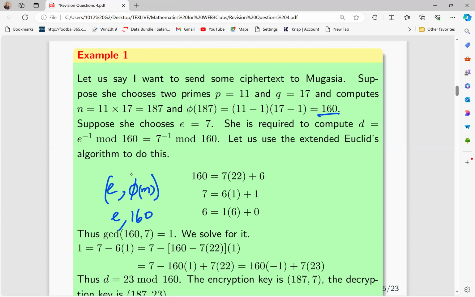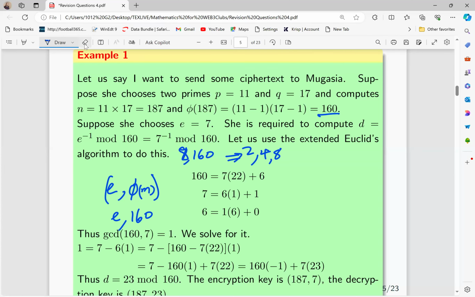For instance, you can see she has chosen 7. 7 and 160, the only common factor is 1. She could not have chosen 8, because 8 and 160 have other common factors. 2 is a common factor. Is that okay? 4 is a common factor, 8 is a common factor, and so on. So 8 cannot be chosen. Is that okay? Yes. So she has to choose a number that is relatively prime to the phi of m.